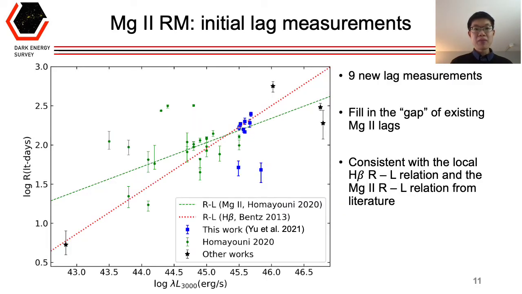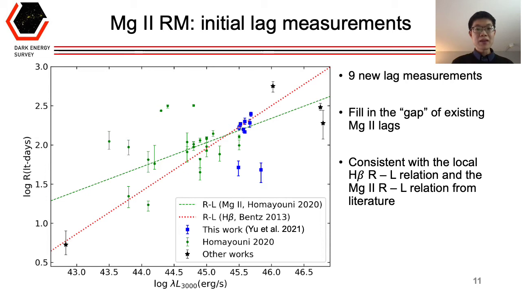In my most recent paper, we are excited to publish our initial lag measurements for the magnesium II line. In this paper, we measure the magnesium II lags for 9 quasars, and here we show them in the R-L relation plot, namely the correlation between the broad line region radius and the AGN continuum luminosity. Here our sample fills in a gap in the luminosity range where there were few existing lag measurements, and most of our lags are consistent with both the H-beta and magnesium II R-L relation from literature.